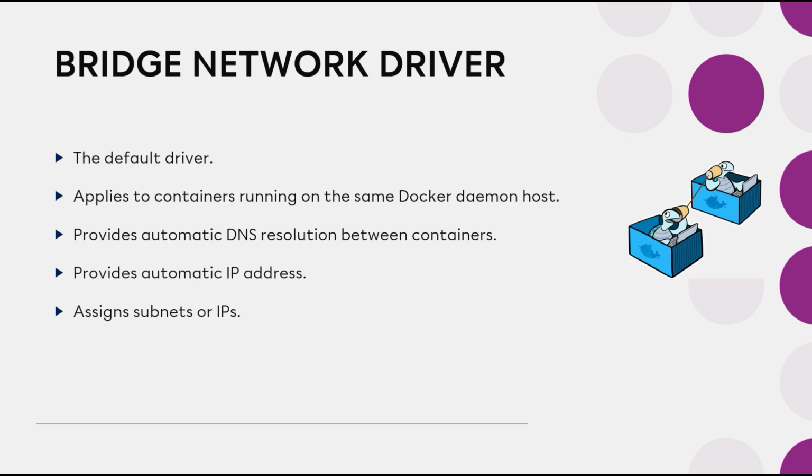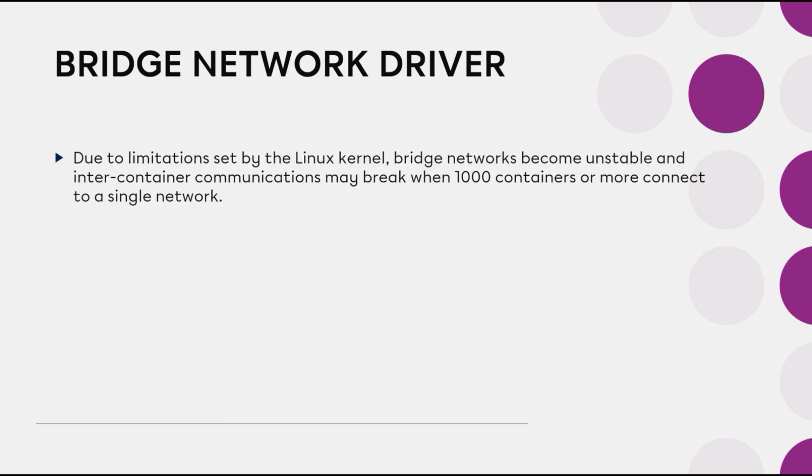When defining the bridge network, is it necessary to assign it automatically? No, there is no need. If we want, we can also assign subnets or IPs for the containers. When 1000 or more containers connect to a single network, the bridge network becomes unstable and can break communication between containers. So please take note of this.